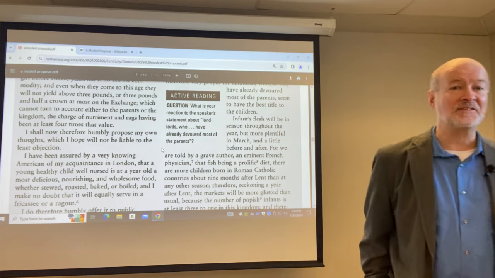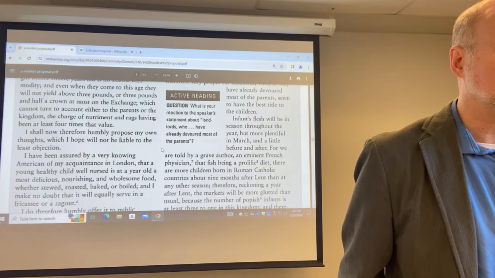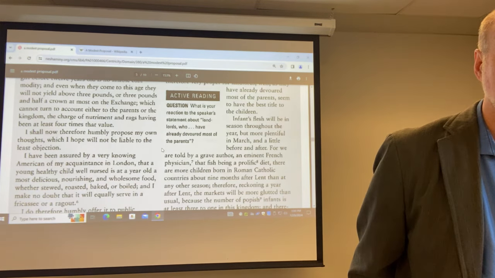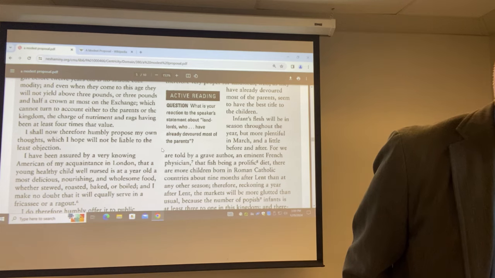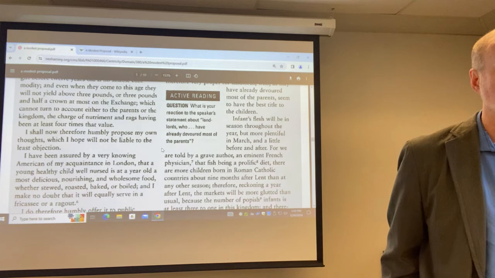proposal. Yes, before I do that. The name of the person who wrote this? Sorry? Oh, it's Swift himself. Jonathan Swift is making the proposal.